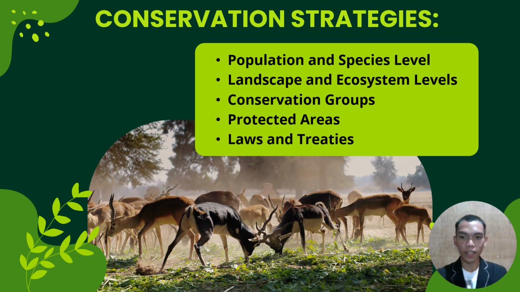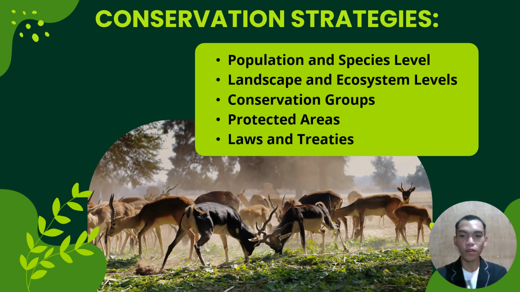Next, we have protected areas. Establishing protected areas involves setting aside specific regions where human activities are regulated to safeguard ecosystems, species, and their habitats. These areas may include national parks, wildlife reserves, and marine sanctuaries. Protected areas serve as refuge for biodiversity, allowing natural processes to occur with minimal human interference.